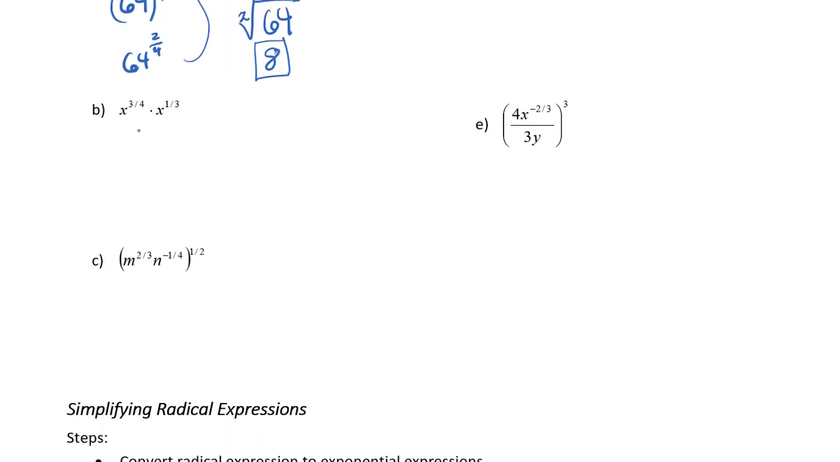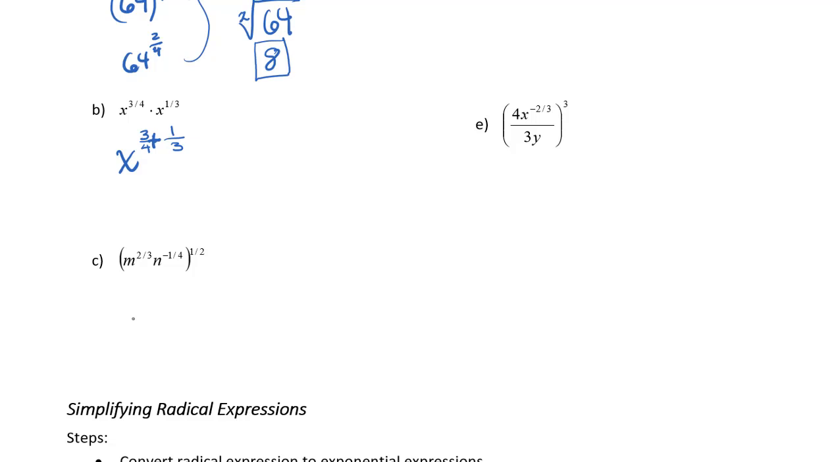Now let's look at B. We have x raised to the 1/4 times x raised to the 1/3. The bases match. When we multiply bases, we add exponents. So this will be x raised to the 1/4 plus 1/3.